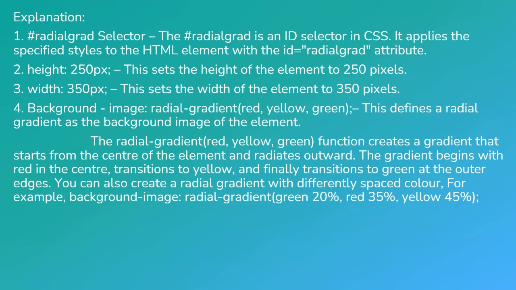This defines a radial gradient as the background image of the element. The radial-gradient(red, yellow, green) function creates a gradient that starts from the center of the element and radiates outward. The gradient begins with red in the center, transitions to yellow, and finally transitions to green at the outer edges. You can also create a radial gradient with differently spaced colors. For example, background-image: radial-gradient(green 20%, red 35%, yellow 45%).